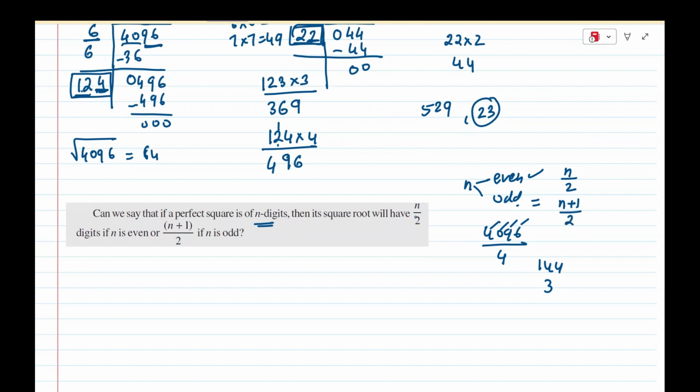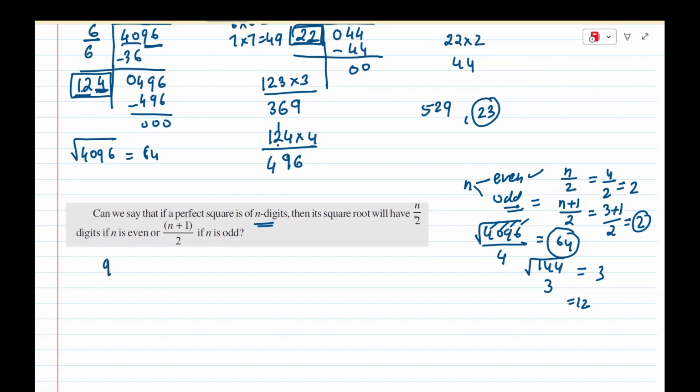How? Let's check. Here I have 4096 and its square root, we have seen, is 64. I have 4 digits, which is even, divided by 2 is 2. That is why the square root has only 2 digits. Now take the example 144. It has 3 digits, which is odd. Substitute here 3 plus 1 divided by 2, which is 4 divided by 2, meaning 2 digits. And that is why the square root of 144 is 12, which has 2 digits.